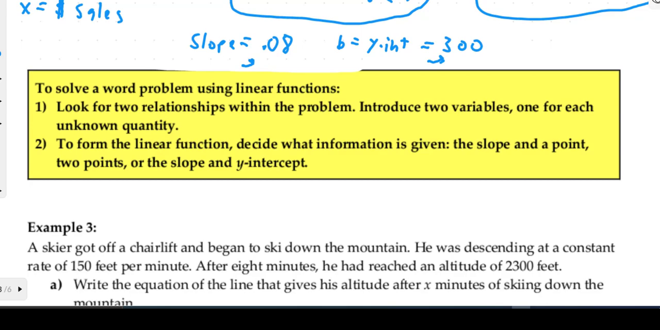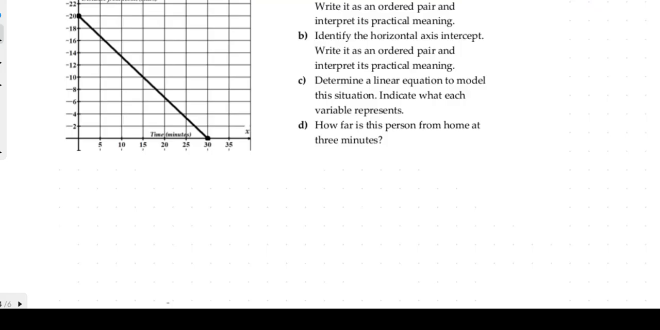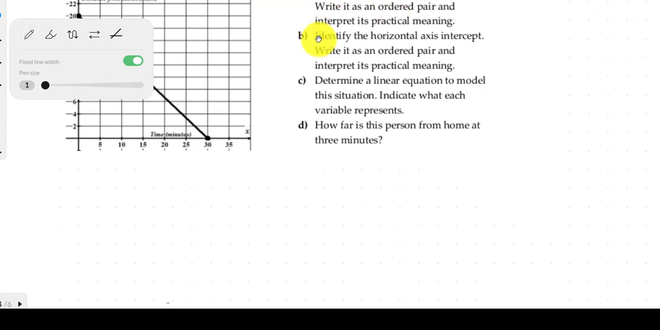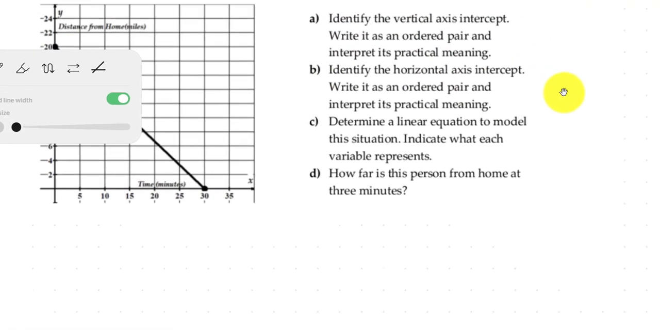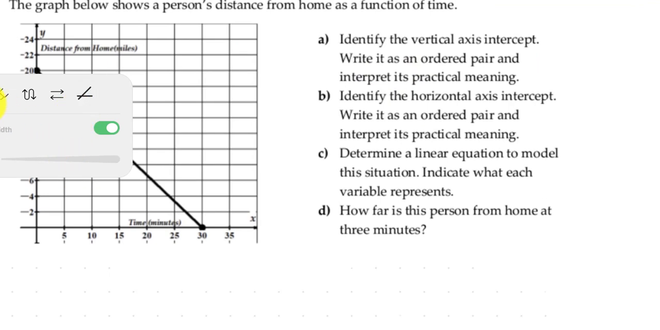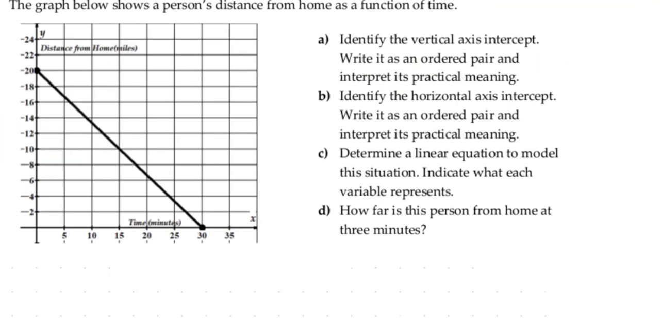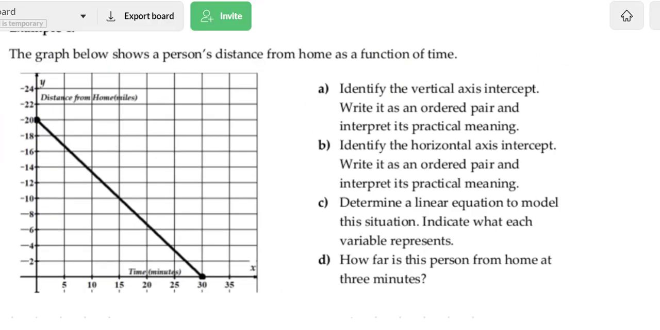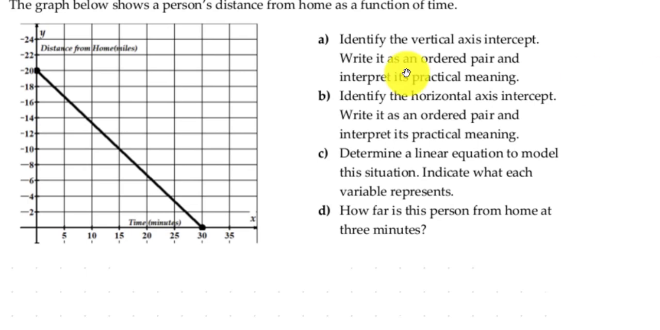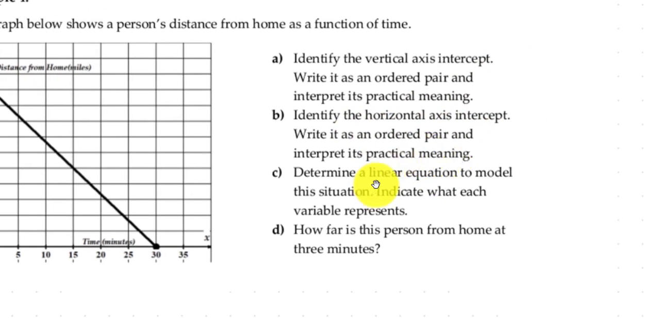Let's jump to page 156. So here, instead of being given an equation, we're given a graph, right? Right, so we're given a graph and we're asked to identify the vertical axis intercept, the horizontal axis intercept, and we want the practical meaning of these things.